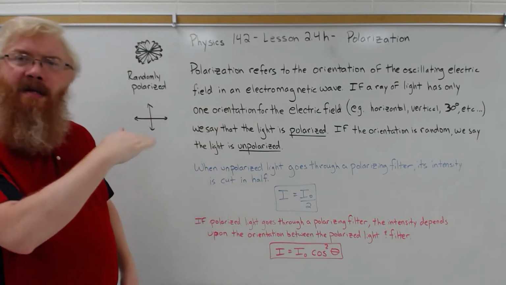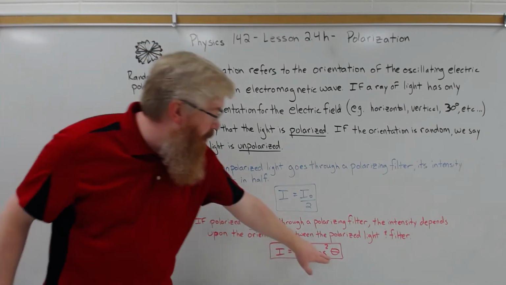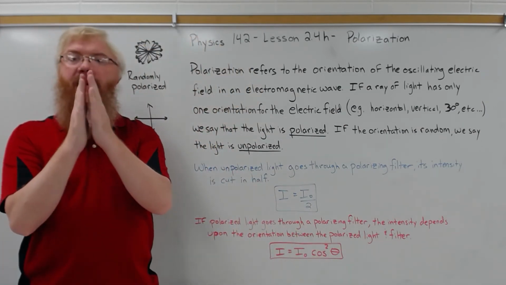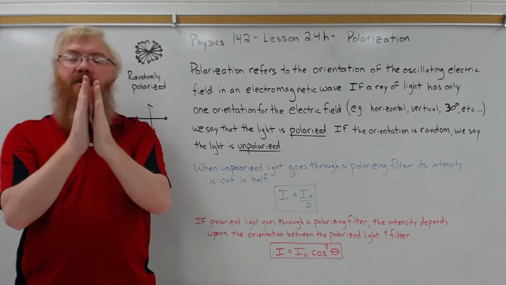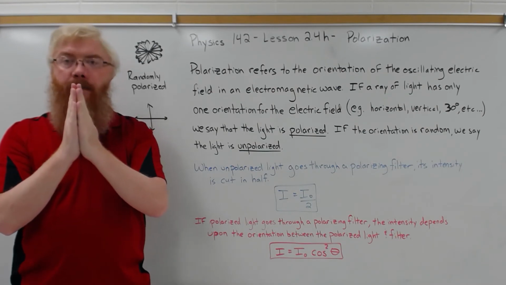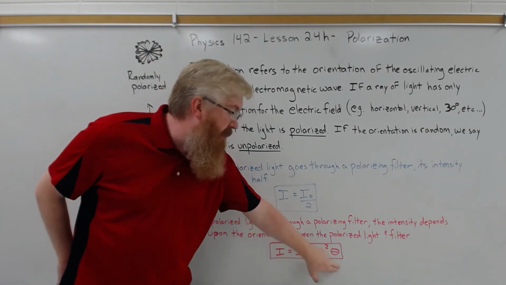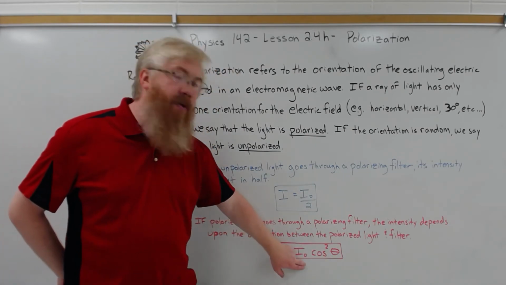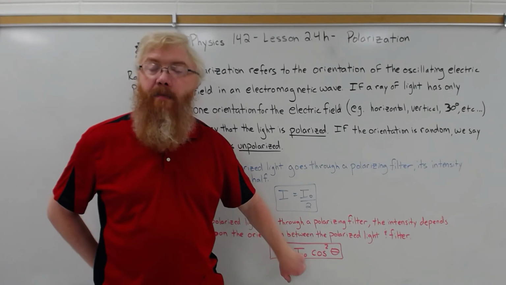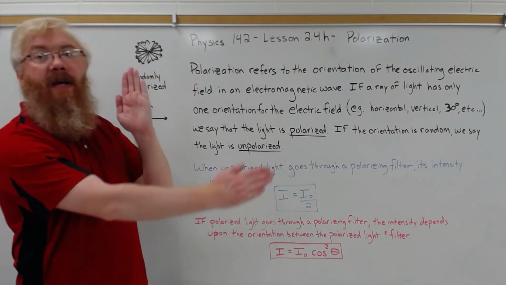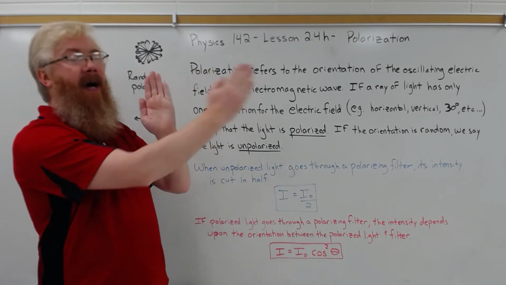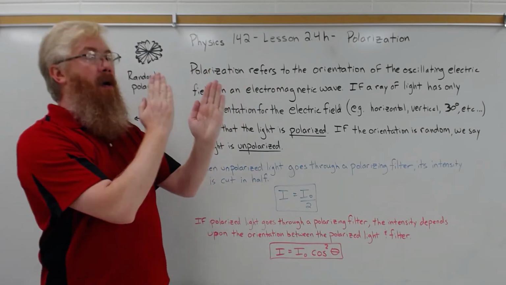But what if it's some other angle? Well, it depends on the angle theta, where theta is the difference between the orientation of the polarized light and the filter. So if they're lined up, the angle is 0. If the angle is 0, cosine of 0 is 1. Square that, that's still 1. So the intensity is equal to the original intensity of the polarized light. So all the light gets through. I is equal to I naught. I naught is the initial light. I is the light on the other side of the filter. All of the light gets through.